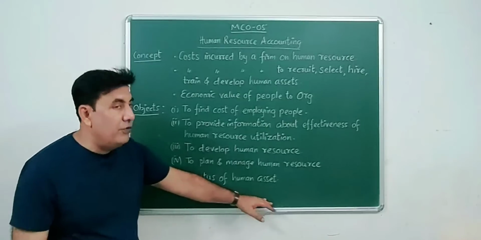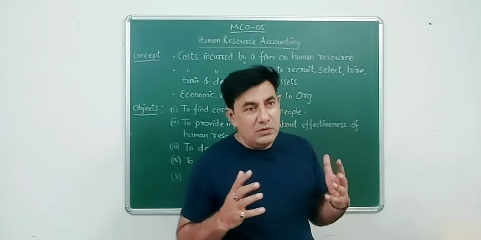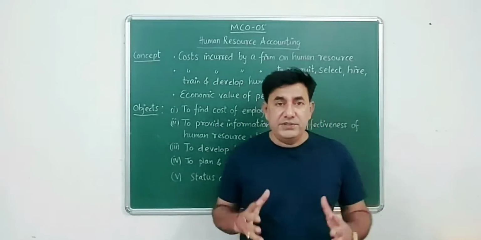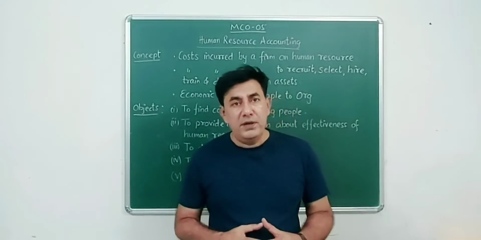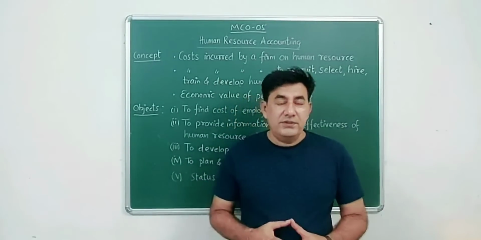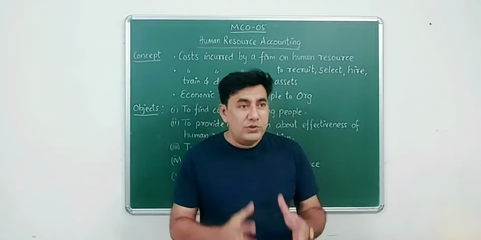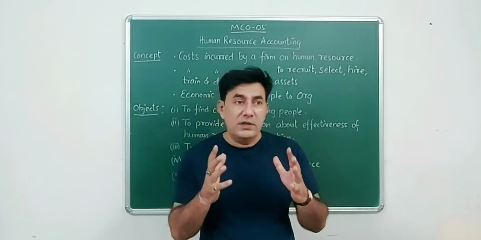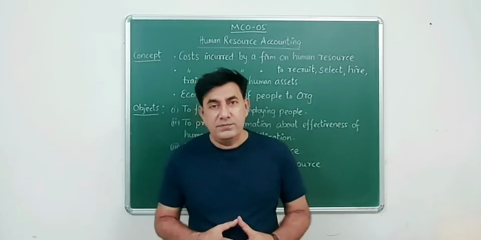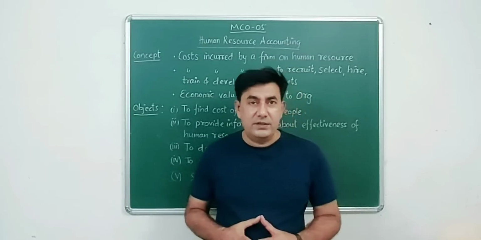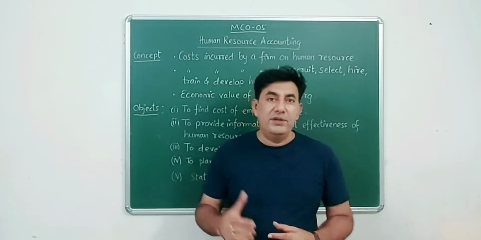Then the status of human asset. What is their status? Like, the employees whose productivity and efficiency is better than others. There are some employees who are not working properly. So this is also the function of human resource accounting, to find out the most effective employees, the employees who are working very hard, and the employees who are not. Right? So these are the major concepts of human resource accounting.